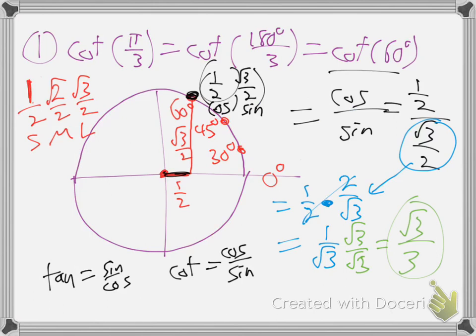Questions I can answer on that? So you don't need a calculator for that, just the unit circle knowledge. All right, I'll move on.